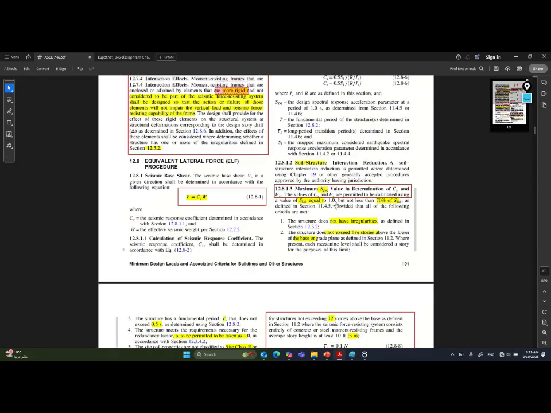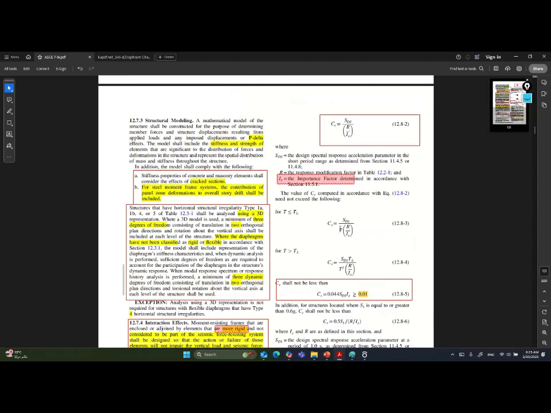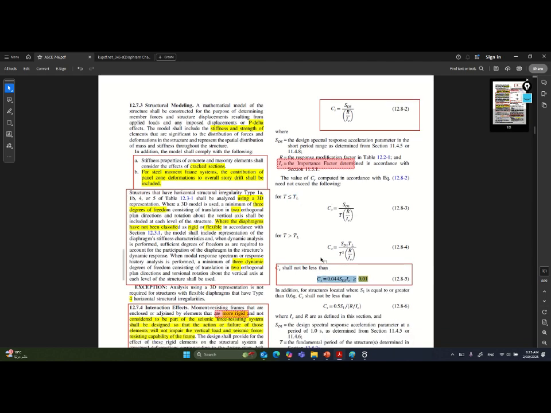So the Cs value shall be based on the SDS or this value. I have my R, my I, and you have to check also the limits, as I told you before. My T compared to TL, the long-period transition period. We usually take it as 8 seconds, and of course there is a 95% or 90% chance it will be less than the long period TL. Of course, you shall not forget to calculate the minimum. That is the important part here.